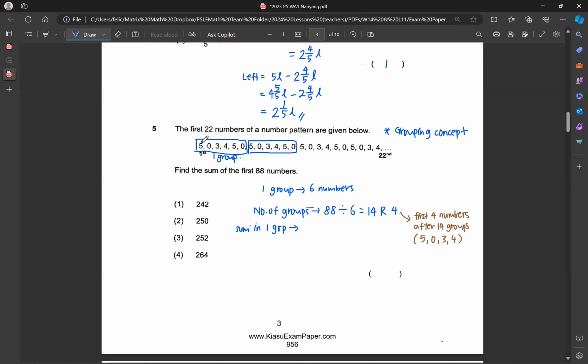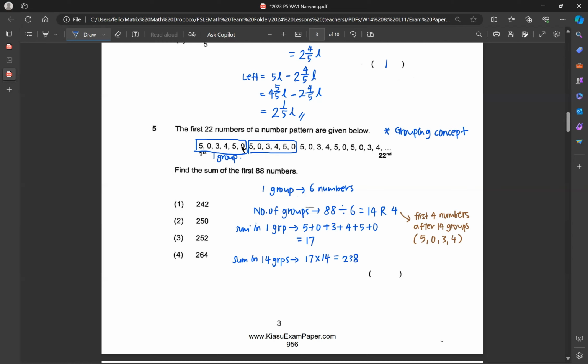Easy, just need to add the numbers up. 5, 0, 3, 4, 5, 0. Just add them up together. Okay, so if you calculate this, you'll realize it's 17, which means I can go on to find the sum in the 14 groups now. So 14 groups basically is 14 times 17. So the sum in these 14 groups will be 238.